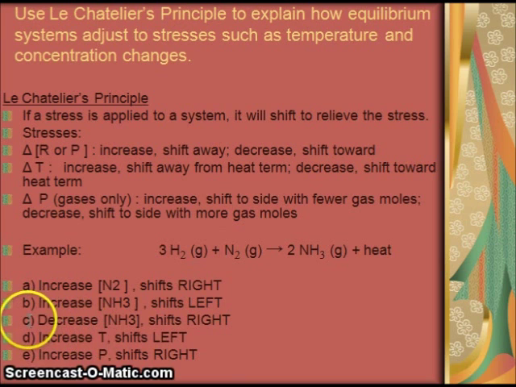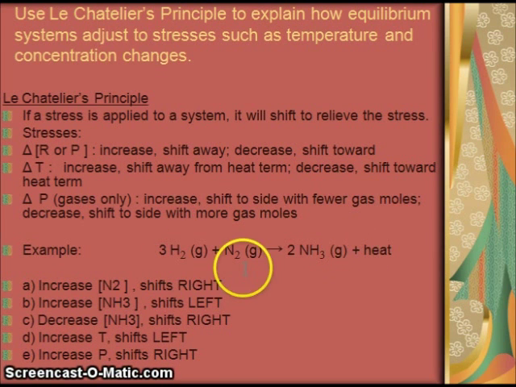If we were to decrease the amount of ammonia, so we're taking this away, the reaction equilibrium will now shift to favor the forward process, which will help to regenerate the ammonia that was being taken away. Let's look at an increase in temperature. Now we're going to shift to the left.